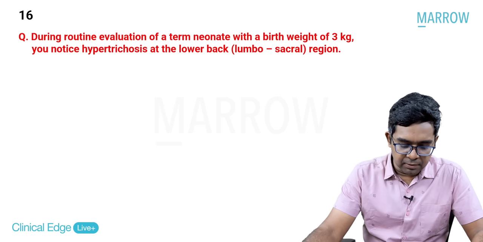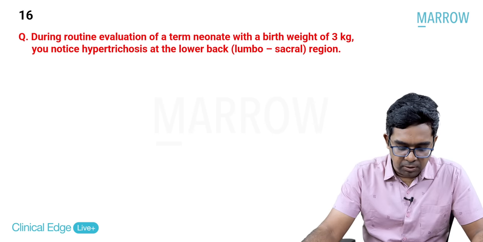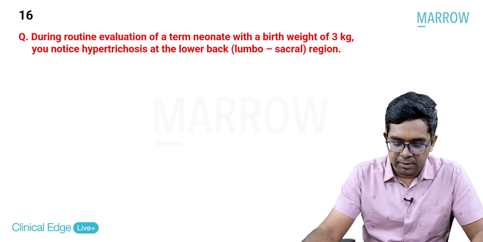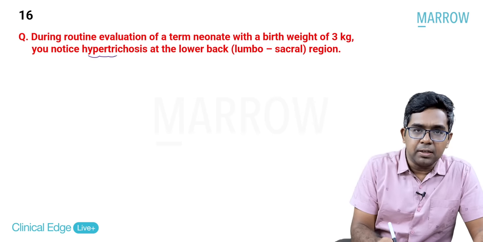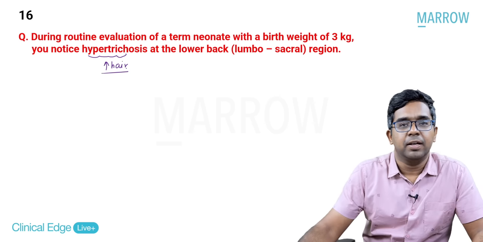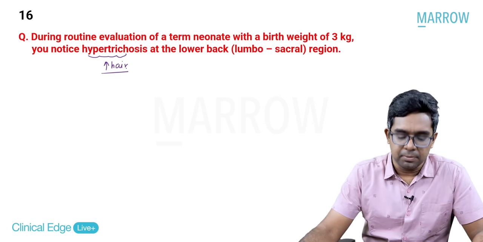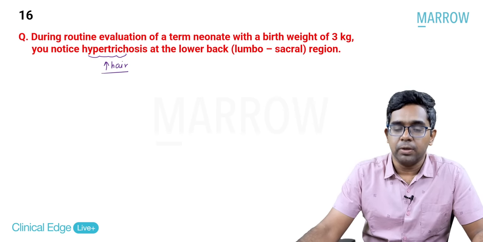Moving on to the next clinical vignette, number 16. You are evaluating a term neonate with a birth weight of 3 kg and you notice hypertrichosis at the lower back or the lumbosacral region. Hypertrichosis refers to the increased hair, or what we call the tuft of hair, present in the lumbosacral region. This baby is otherwise not having any issues and you are doing a routine evaluation.